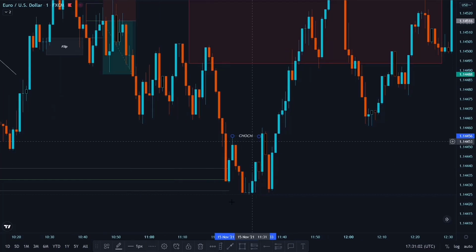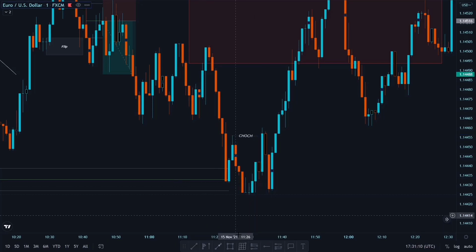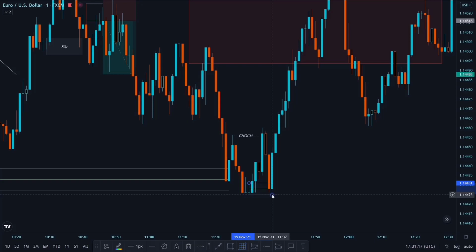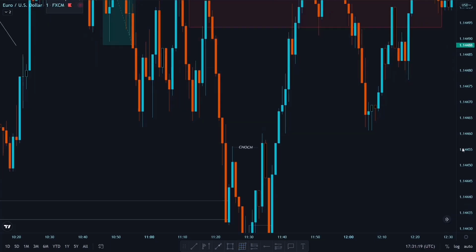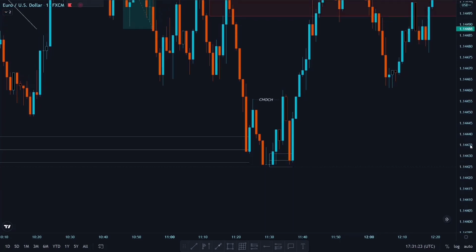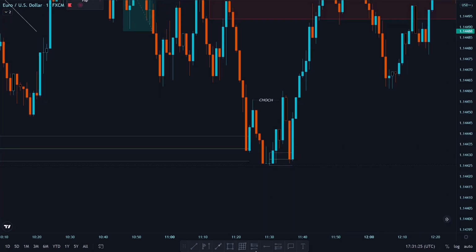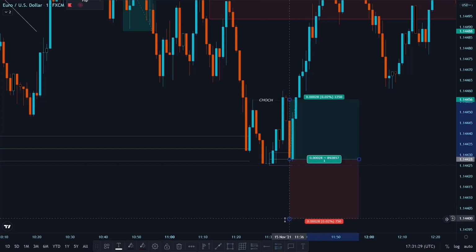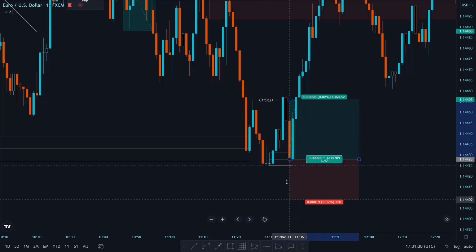So after this change in character, I took this small candle and marked my 15-minute zone. By the way, this trade was a counter trend trade, because on higher time frame we are bearish. So I placed my order here with a 1 pip stop.